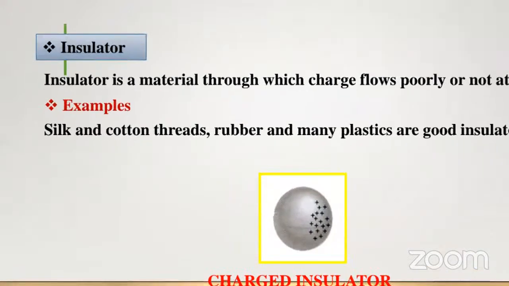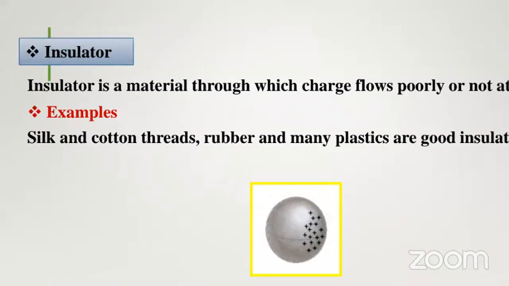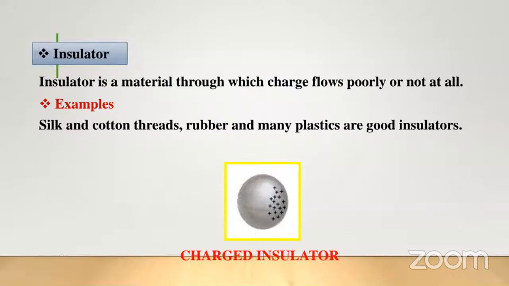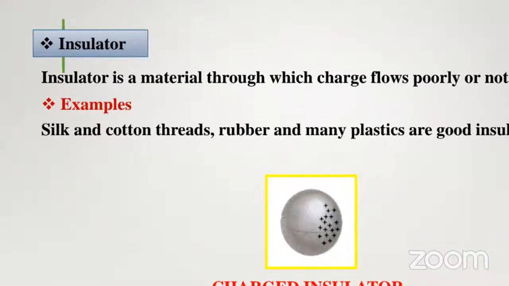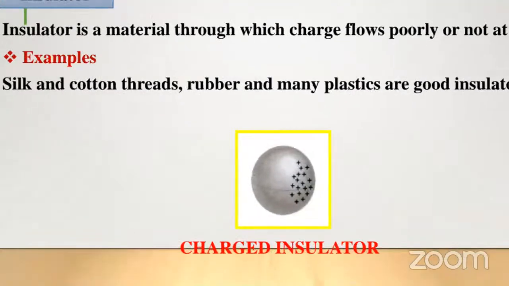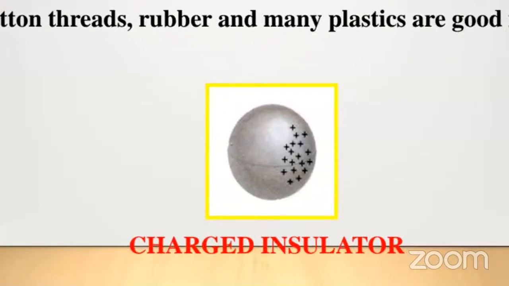So examples: silk and cotton threads and also rubber and many plastics are good insulators. So examples of insulators, first one, silk. Second, cotton threads and also rubber and many plastics are good insulators. So this is the charged insulator that you observe.